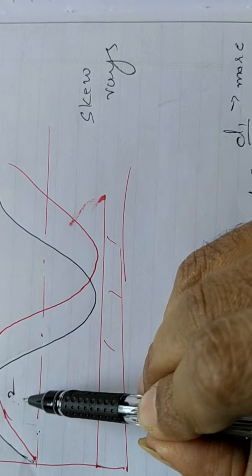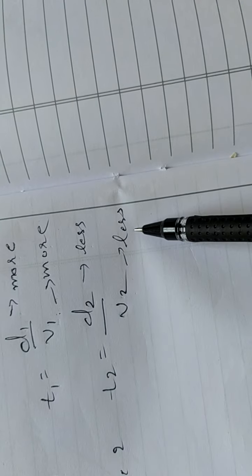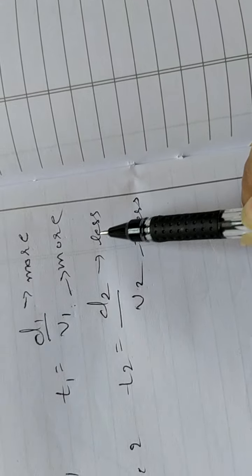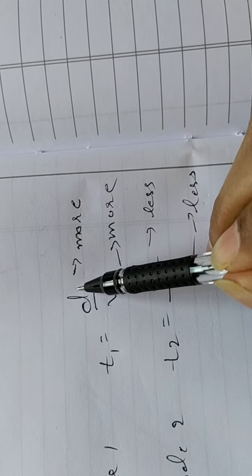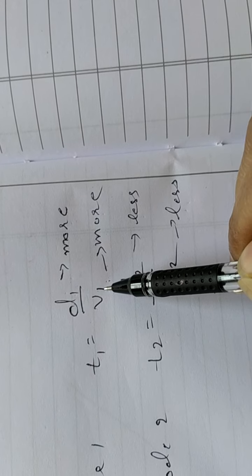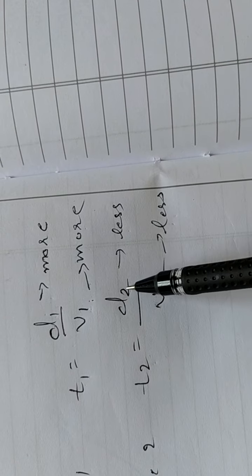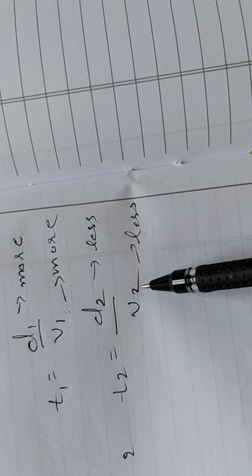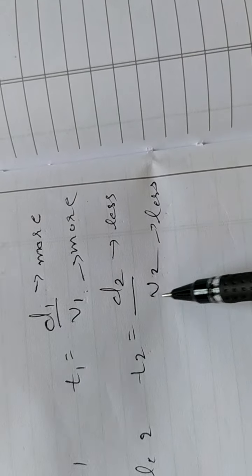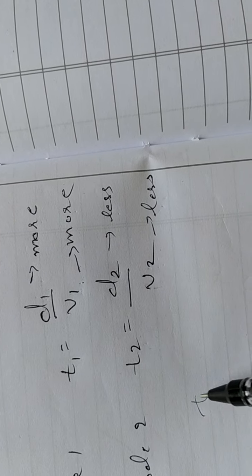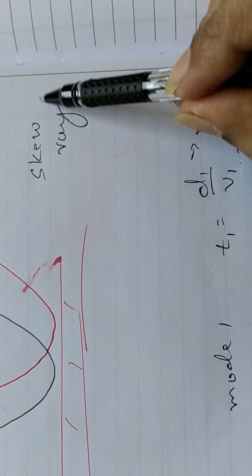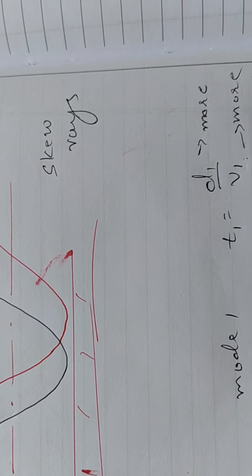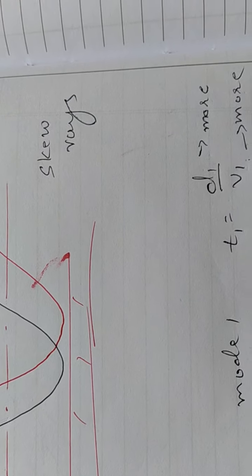Higher refractive index means what? Velocity is less. So D2 divided by V2: this is also less, and this is also less. T2 is constant. So in the case of mode 1, the distance traveled is more and the velocity of light is also more. For mode 2, the distance traveled is less and the velocity is also less. That means in both cases, time remains constant. You can say that T1 is almost equal to T2. So both modes take the same duration of time to travel a particular length of the optical fiber. So this arrangement overcomes the intermodal dispersion.